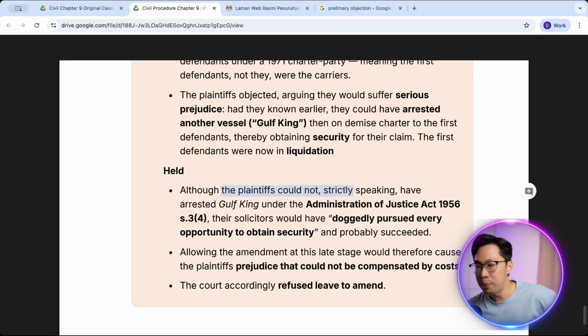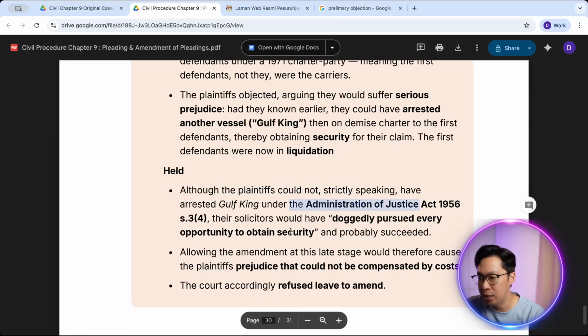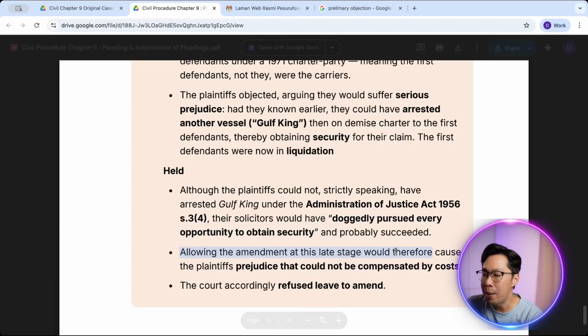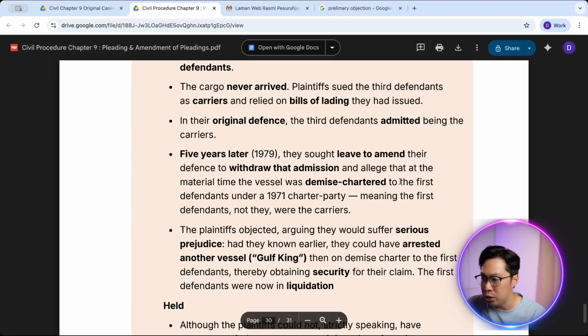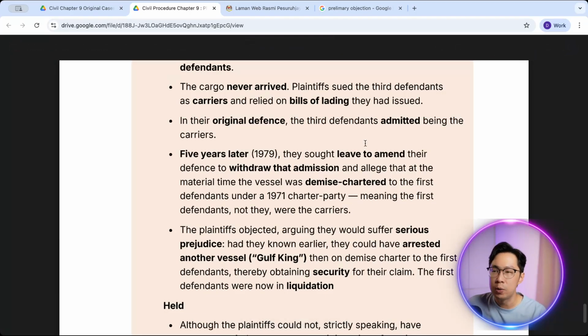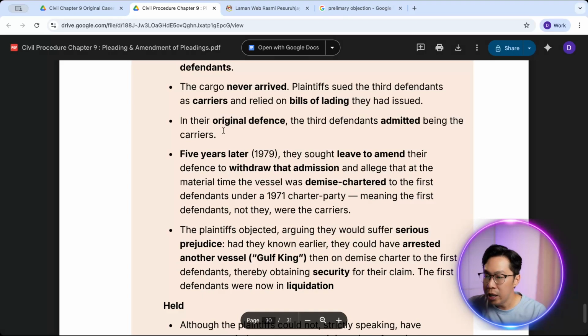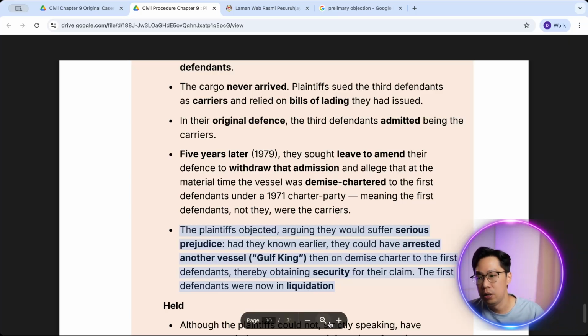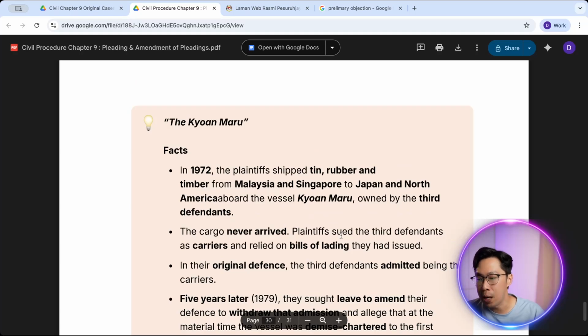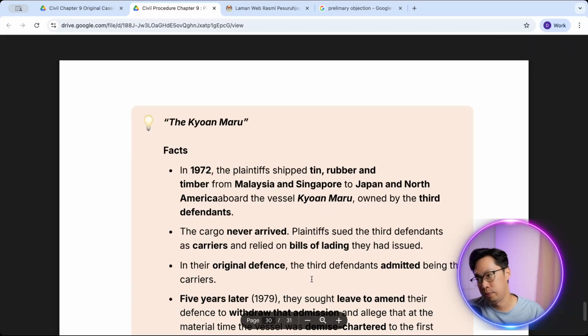So, although the plaintiff could not, strictly speaking, have arrested, the solicitor had diligently pursued every opportunity. Allowing the amendment would therefore cause the plaintiff prejudice. Because if you allow the defendant to change this admission now, to say that, oh no, it's not mine, it's actually this first defendant, even if I go after the first defendant, I cannot get anything already. The first defendant already went bankrupt. It's not even possible to compensate me by costs. So they don't allow it. So you must know this, okay?